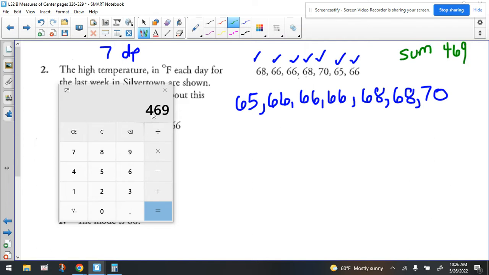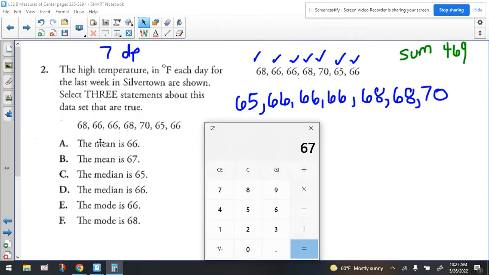All right, and then we're going to take that number and divide it by how many values there are, which again, there are 7. So we'll divide that by 7 and we get this number. All right, so let's look at the answer choices and see if that's a choice because they have 2 things for mean. So did we get 66 or did we get 67?